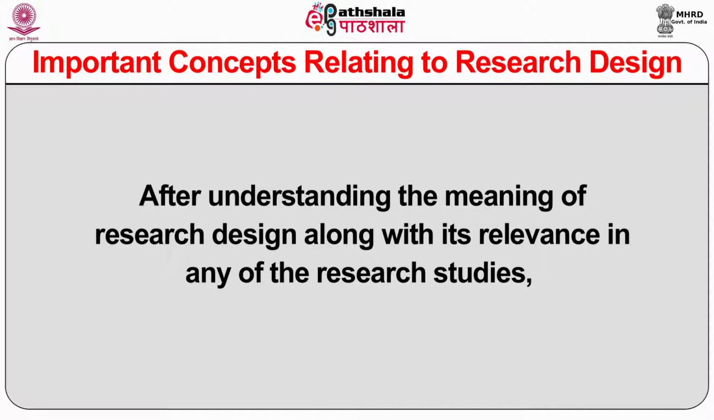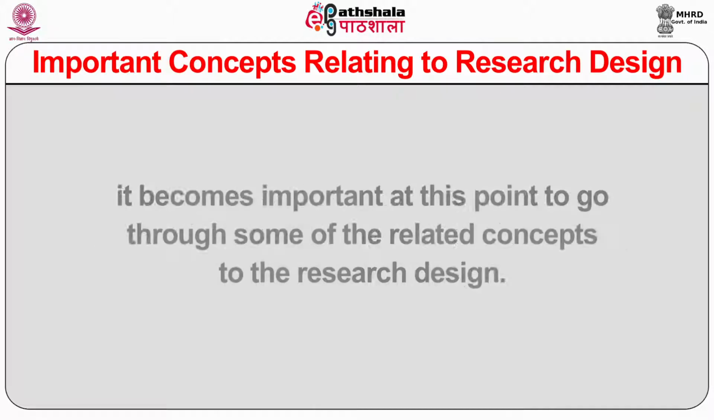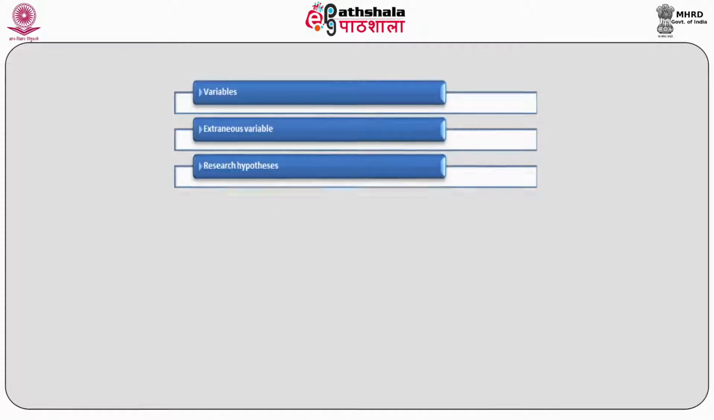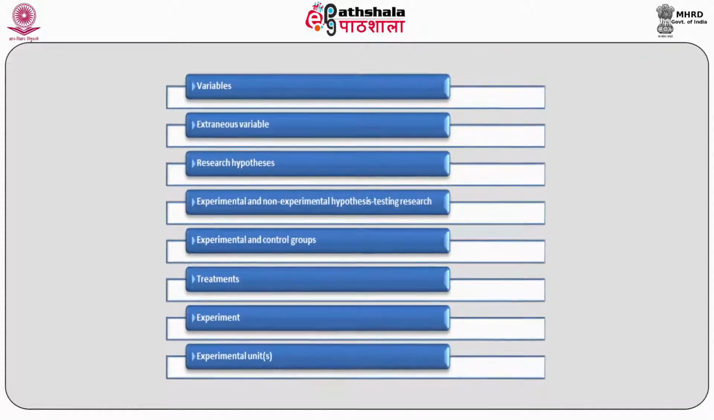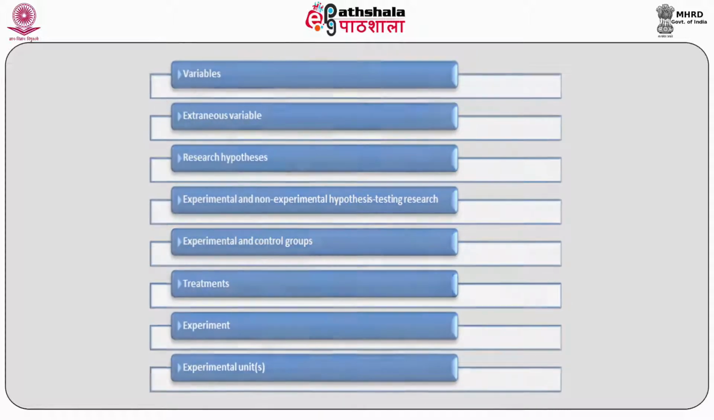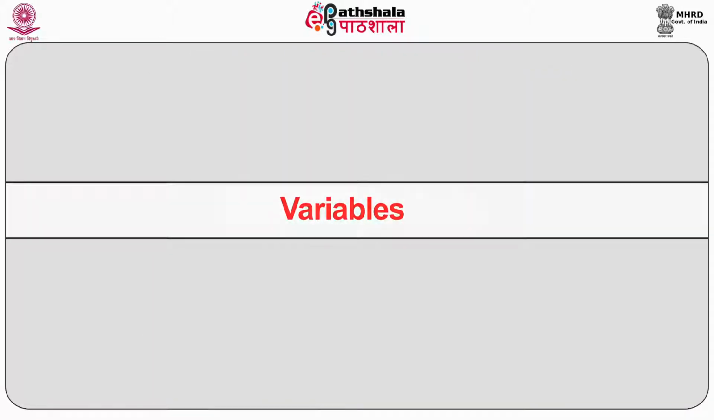After understanding the meaning of research design along with its relevance in any of the research studies, it becomes important at this point to throw some light on the related concepts. This will help the learner to obtain a better insight into the overall composition of research design. These concepts are, firstly, the variables. It is a concept that can take on different quantitative values, that is, variables. Similarly, concepts like weight, height, income are all examples of variables.